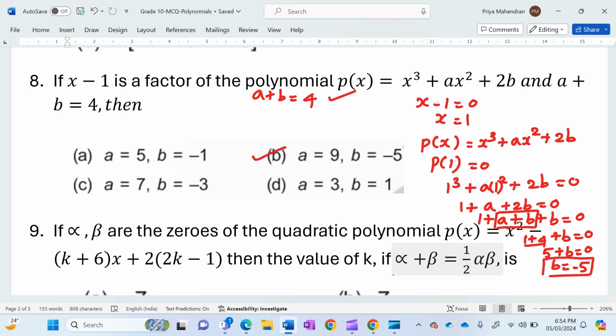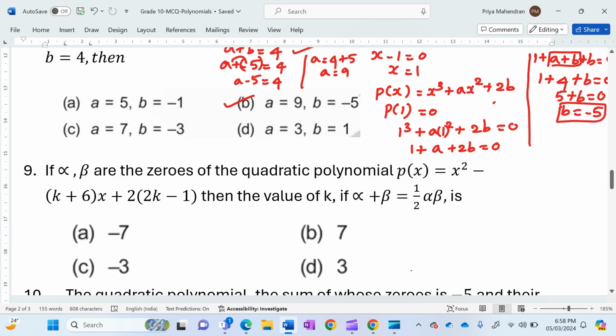So if I substitute b is equal to minus 5 here, I will get a as 9, right? Because if I transpose, a minus 5 is equal to 4. So a is equal to 4 plus 5, which is 9. So instead of finding a as 9, I can immediately select the option B, because none of the other options has b equal to minus 5. So the option is B.